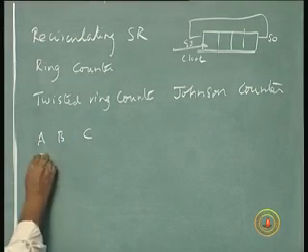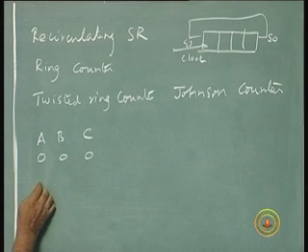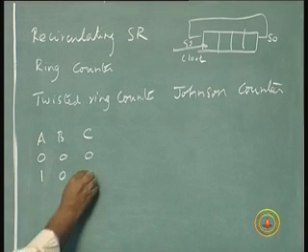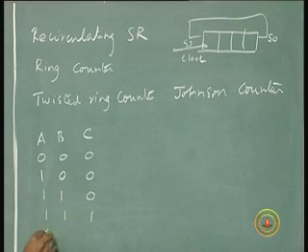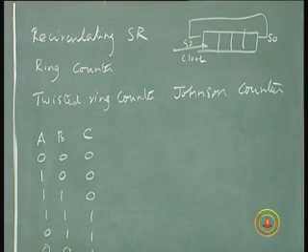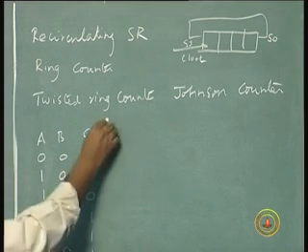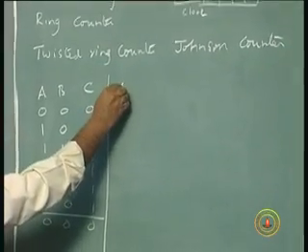We started with 0 0 0, then we made it 1 0 0, 1 1 0, 1 1 1, 0 1 1, 0 0 1, is it not? Back to 0. Suppose I take the complements also at the same time.